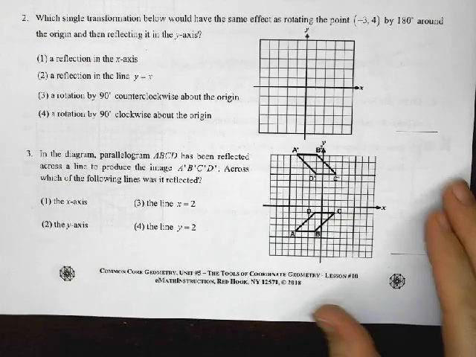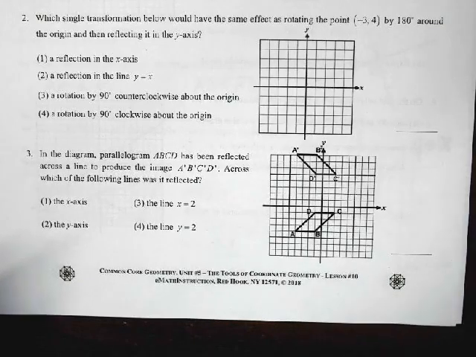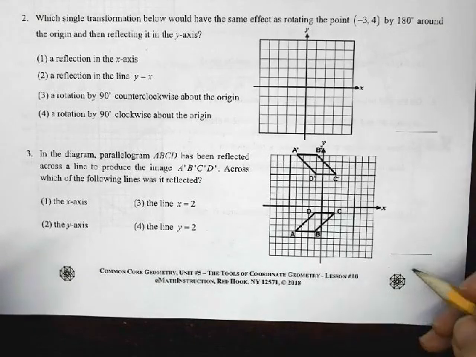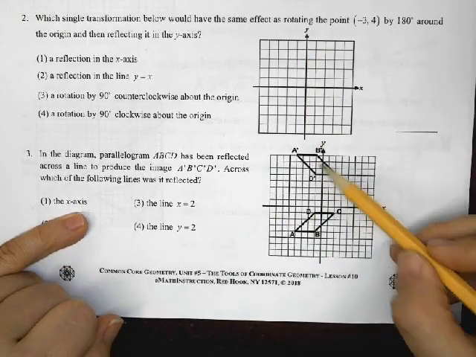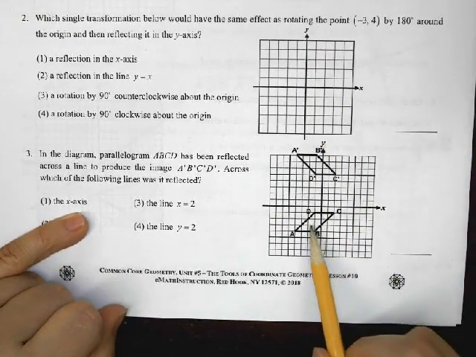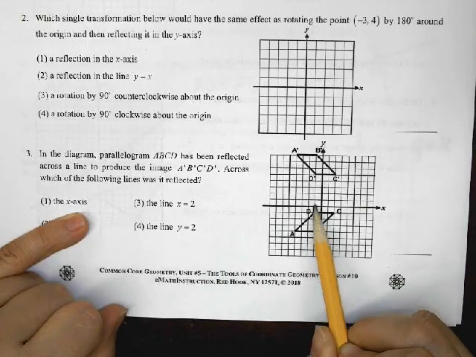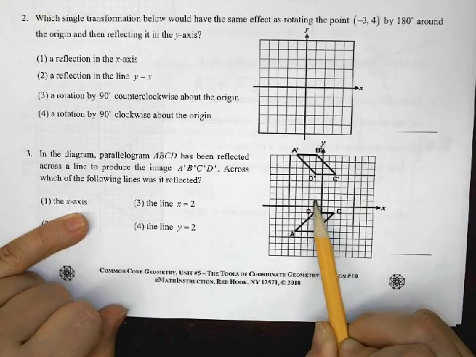Alright, on to 3. Now it wants to know how this was reflected. Well, we can pretty much eliminate the x-axis. If I was to reflect this over the x-axis, the distance from here to here is only 1, so it would only be 1 above and D would be here. It's not, so therefore it can't be that.